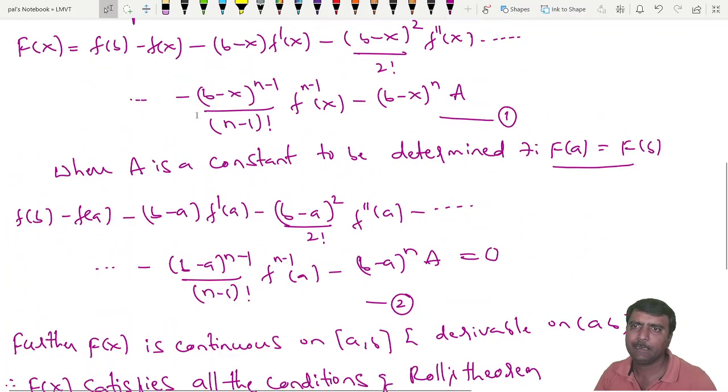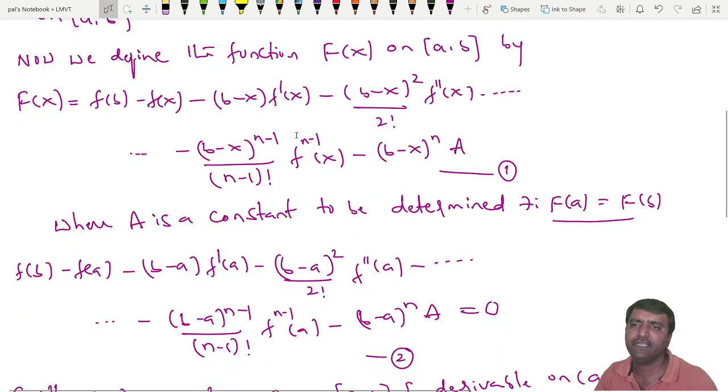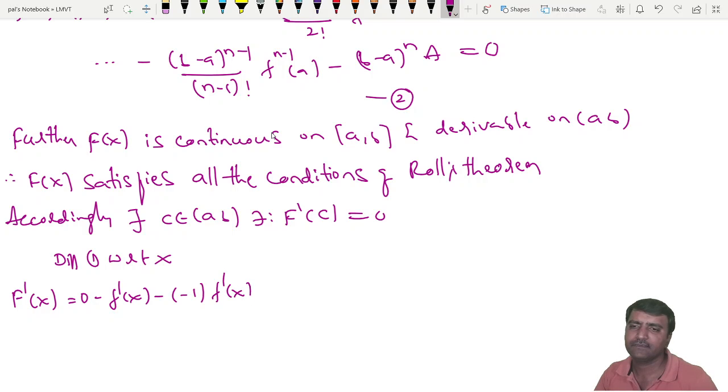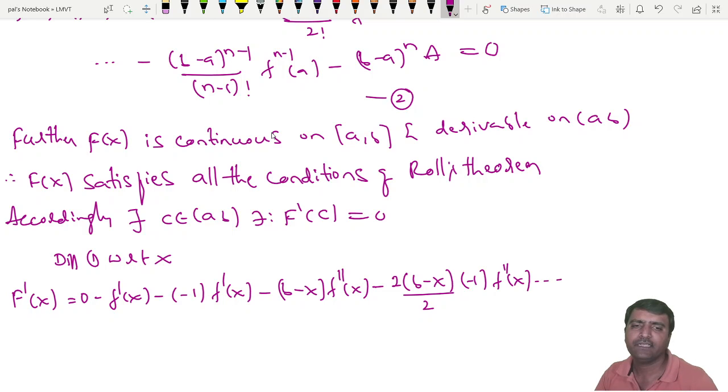Next step is minus (b minus x) into f dash of x, minus differentiation of b minus x is minus 1 into f dash of x. Again, minus (b minus x) next to it f dash of x, on differentiation it is f double dash of x. Minus (b minus x) whole square by 2 factorial into f double dash. Differentiating (b minus x) whole square gives 2 into (b minus x) divided by 2, into again differentiation of b minus x is minus 1, into f double dash of x. So it continues like this.